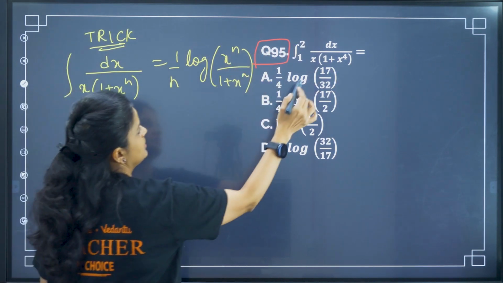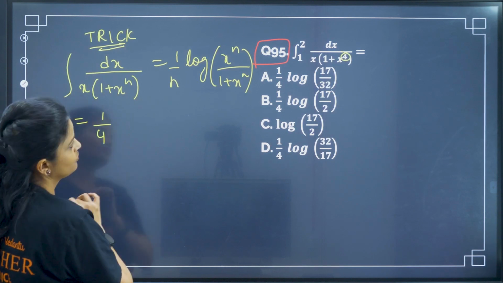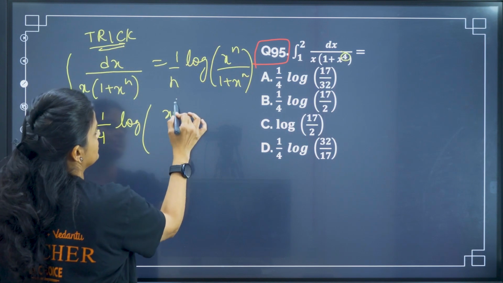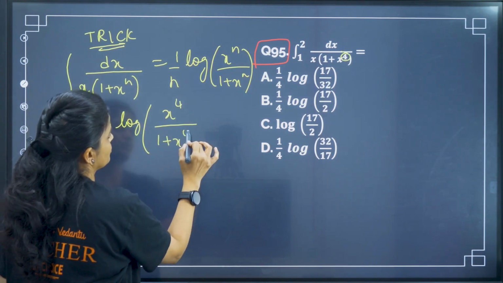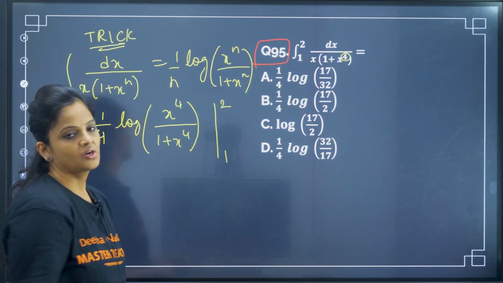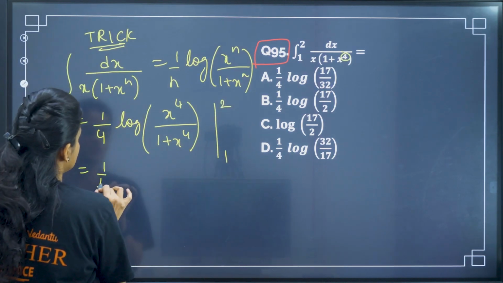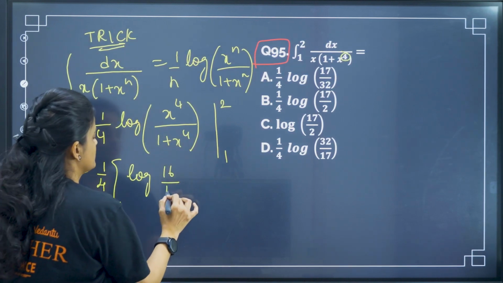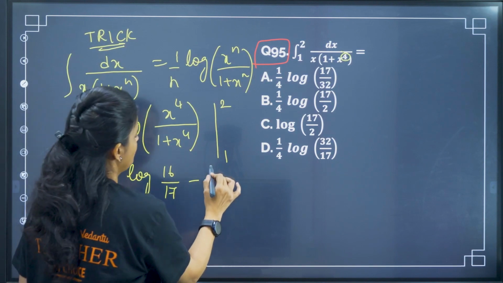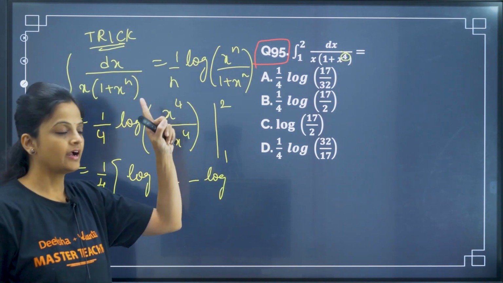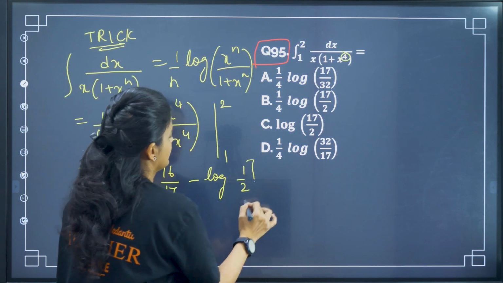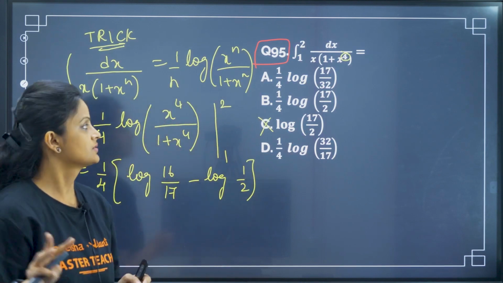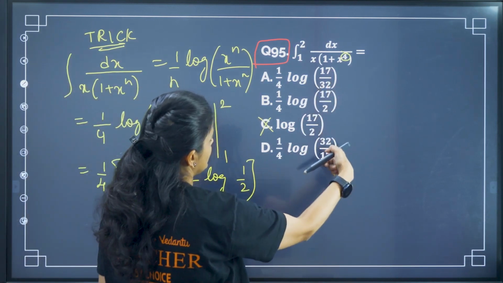So, first I'll write the answer for this. Then I have power as 4. So 1 by 4 log of x to the power of 4 divided by 1 plus x to the power of 4. Put the limits 1 to 2. On putting 2, log 16 divided by 16 plus 1, 17, minus log of, on putting 1, I have 1 divided by 2. Log m minus log n, bring it to 1 by 4, we have in three options. Okay, let's see. 17 also we have in all the three options.